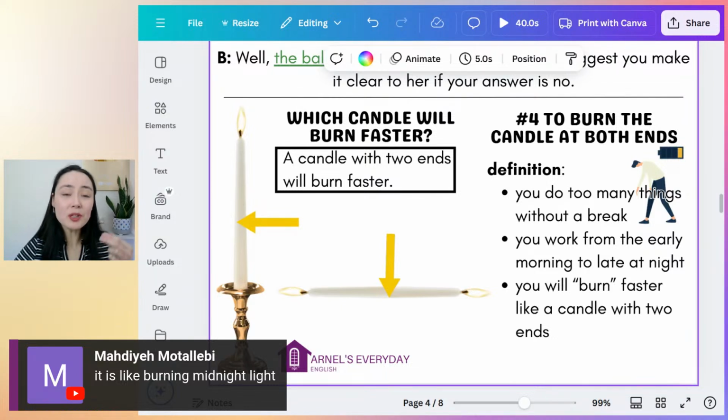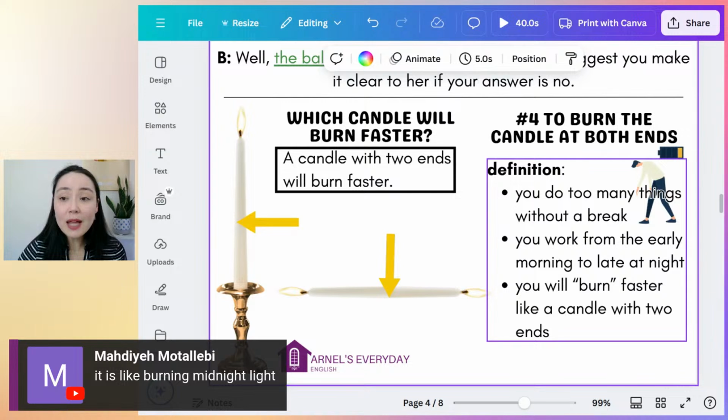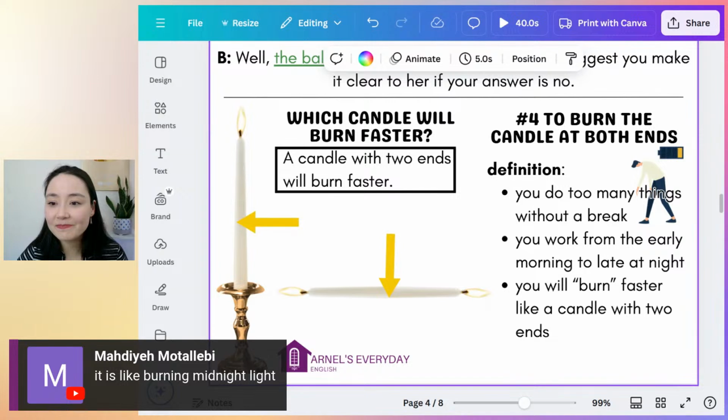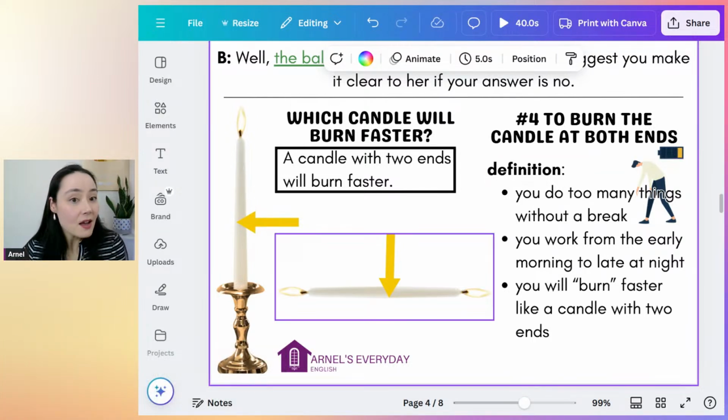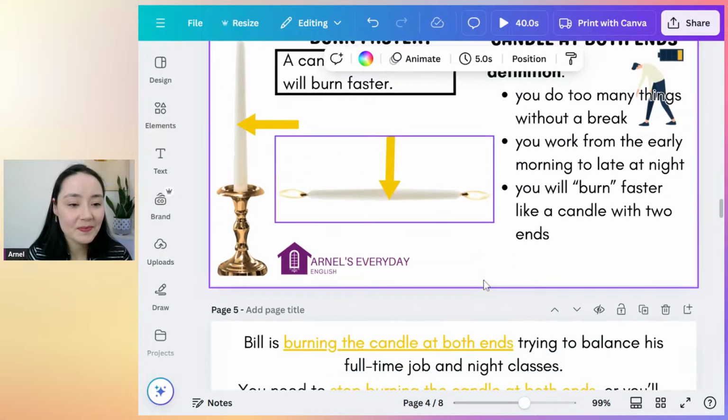We can say to burn the midnight oil, but that's usually working late at night. You're burning the midnight oil is you're working late at night. To burn the candle at both ends just means in general, from morning to the evening, not necessarily at night. Okay, let's do some examples.